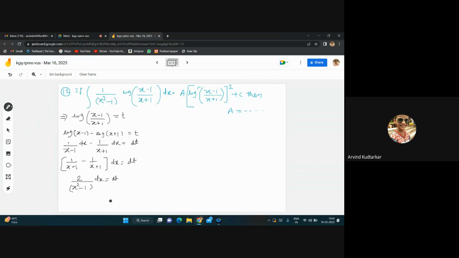You got it? So what term is there actually in this integral, 1 by x square minus 1 into dx? This is the actual term in the integral. So dx upon x square minus 1 is dt upon 2. So dx upon x square minus 1 is equal to dt upon 2. Where do you have to substitute this value? In this integration. So how will the integration become? Integration of 1 by x square minus 1 dx is dt by 2, so we get t into dt by 2.